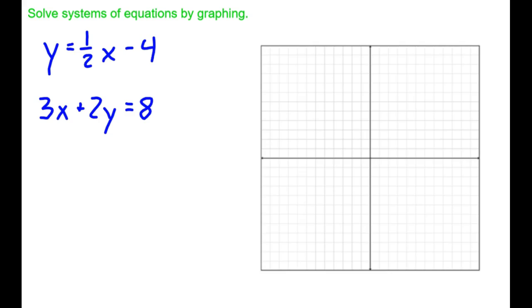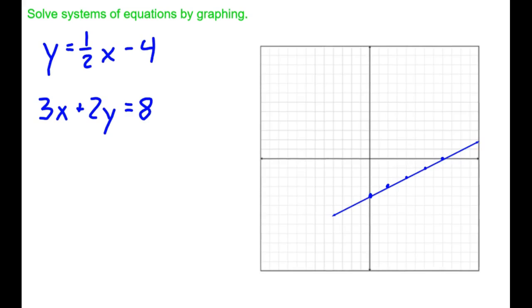So I'm going to graph both of these equations on the same coordinate plane and look for where they intersect. So in the first one, we have y equals 1/2 x minus 4, y-intercept of -4, and then a slope of 1/2, up 1 over 2, and we continue that pattern to make some points, and then construct a line through it. Now we want to graph the second equation, 3x plus 2y equals 8.